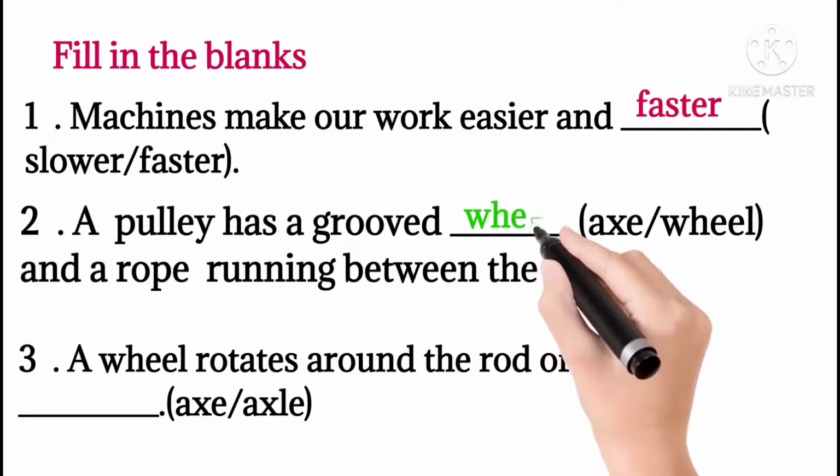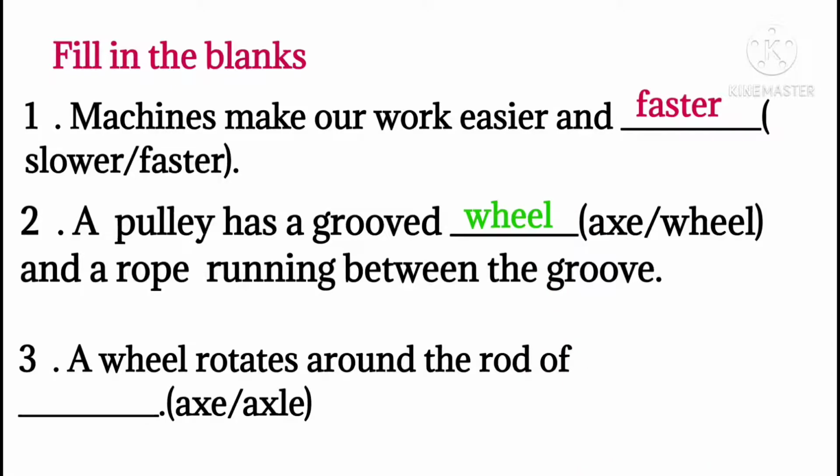Next, 3. A wheel rotates around the rod of dash. In brackets, axe or axle. Correct answer is axle. Axle is present at the center. As the axle rotates, the wheels also rotate. Thus, the movement of axle makes moving of heavier objects.